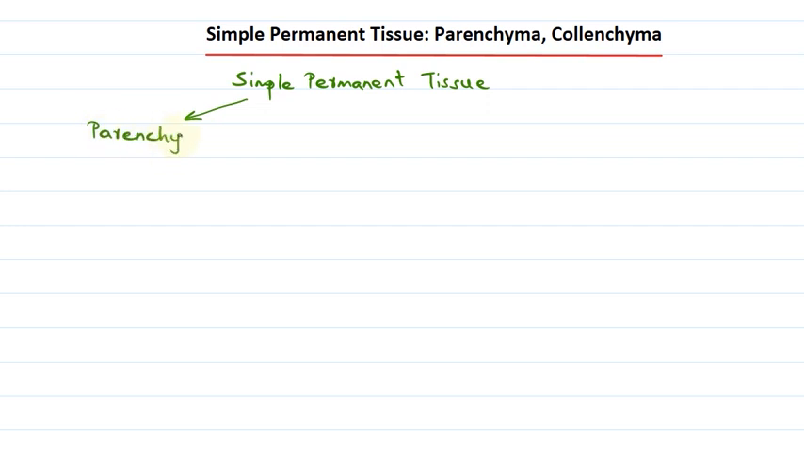parenchyma, then there is collenchyma, and finally there is sclerenchyma. This also we had covered. So today in this section we would be only discussing parenchyma tissue and collenchyma tissue in detail, and in our next video we would be discussing sclerenchyma tissue in detail.